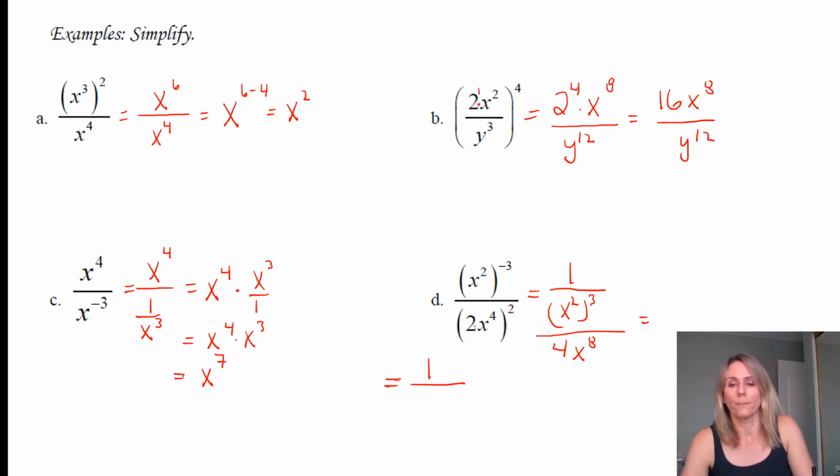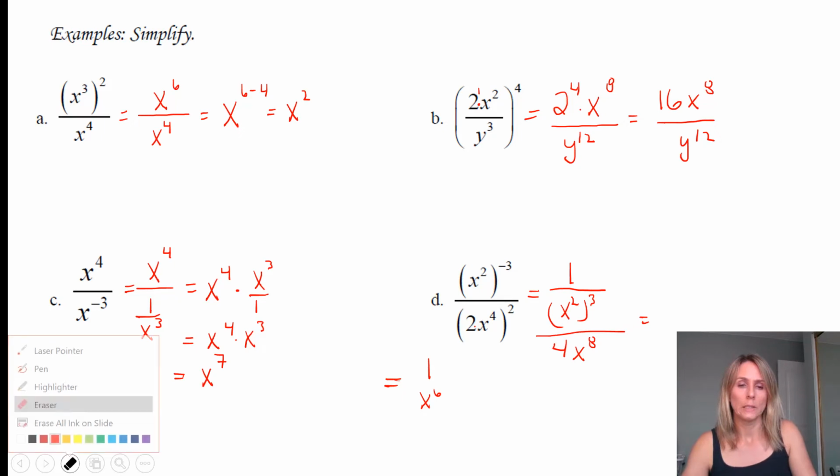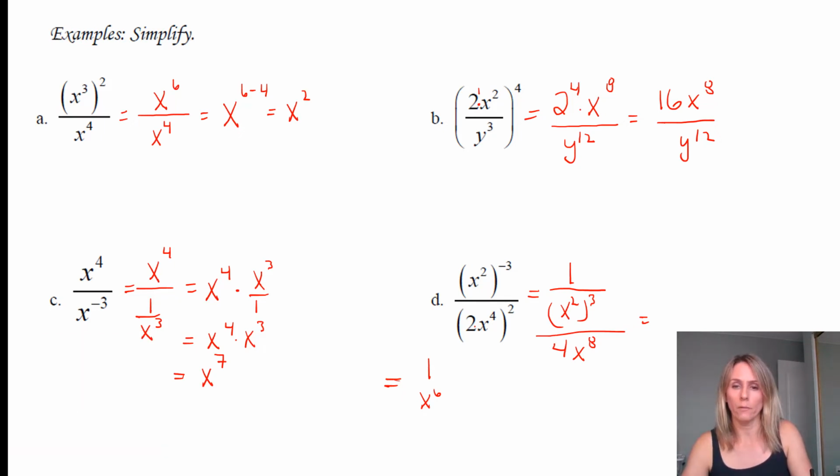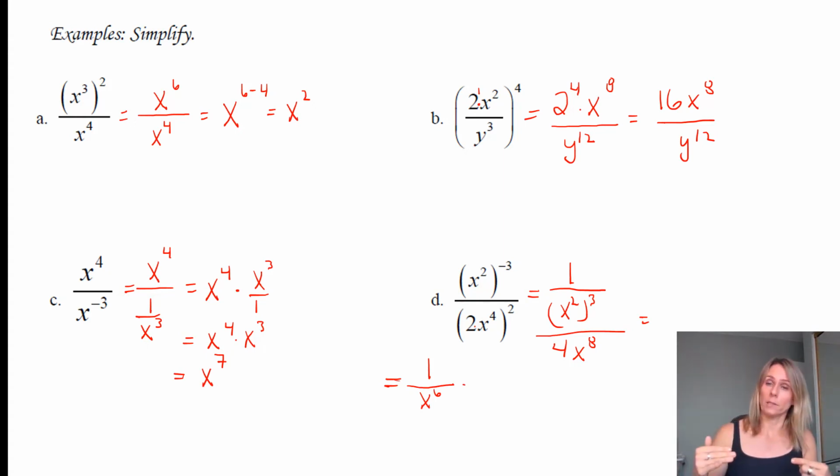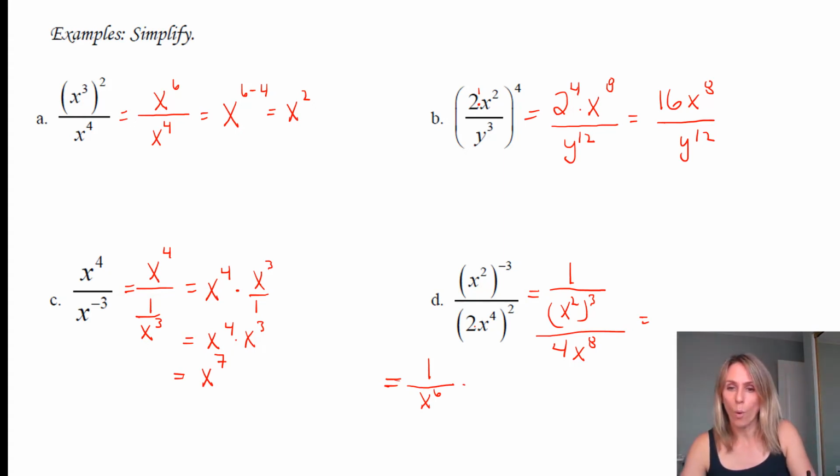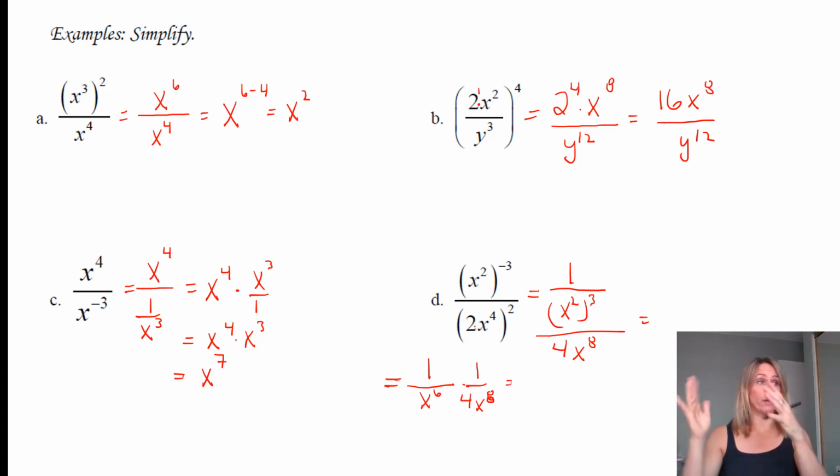Let me show you what this looks like. In our numerator, we have 1 over x squared, cubed. We can multiply our exponents. In our denominator, we're dividing by 4x to the 8th, so we're going to multiply by 1 over 4x to the 8th. And then we just multiply across. Now we have two fractions.